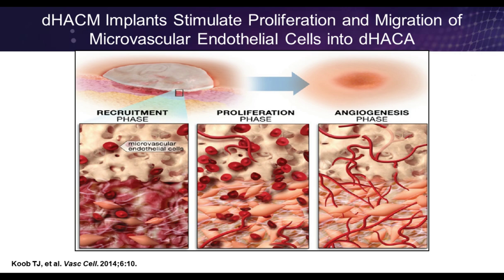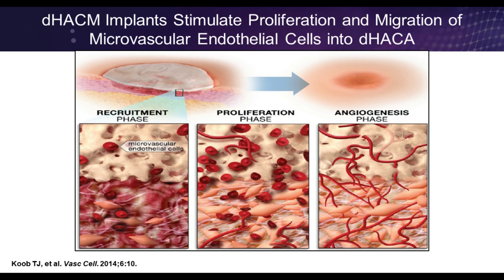Now, simply recruiting these cells from the bone marrow into the area of the implant is beneficial, but we want those mesenchymal stem cells to actually differentiate and proliferate and migrate into the dehydrated amnion membrane. And so this diagram, this cartoon, basically shows what happens after they get recruited into the area of the amnion implant.